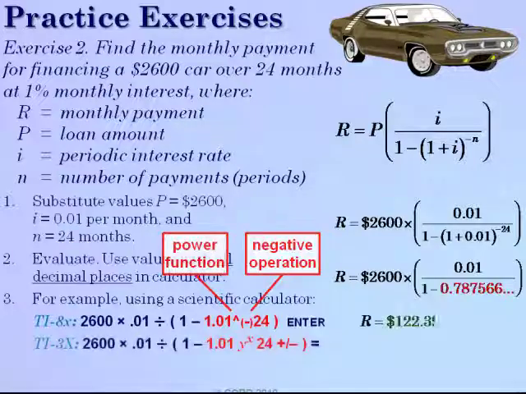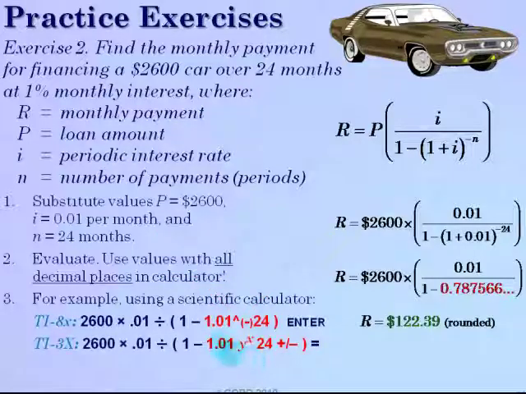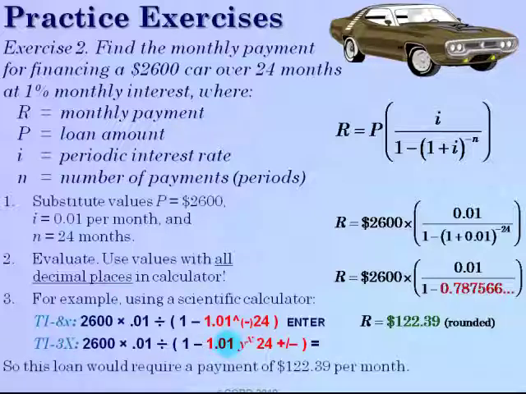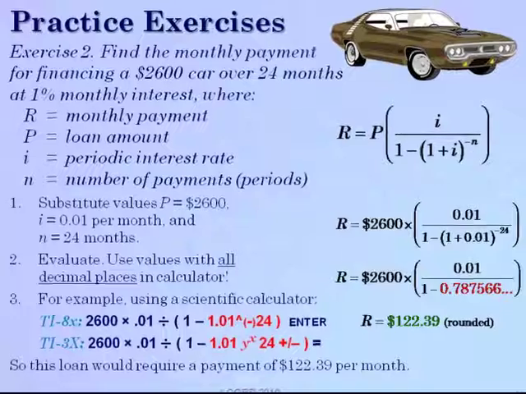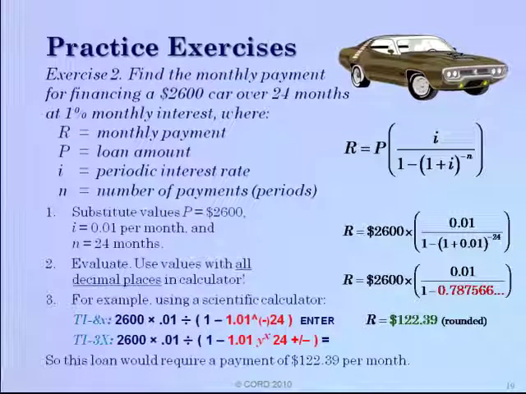On a TI-30 series, it's a little bit different. Again, we'll use 1.01 in our head, and we'll add those two numbers. Then we'll use the Y to the X key and tell it what we want the X to be. We want it to be 24, and we want to change the sign to the negative, and then press equals. In both cases, we should get R is equal to about $122.39 per month.